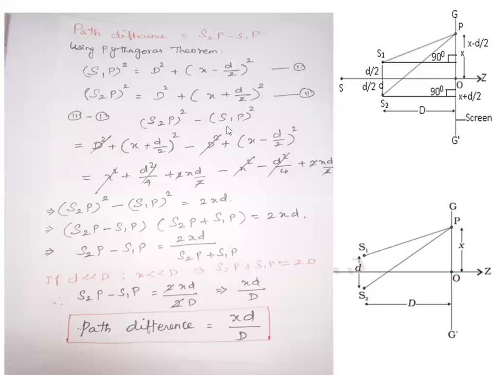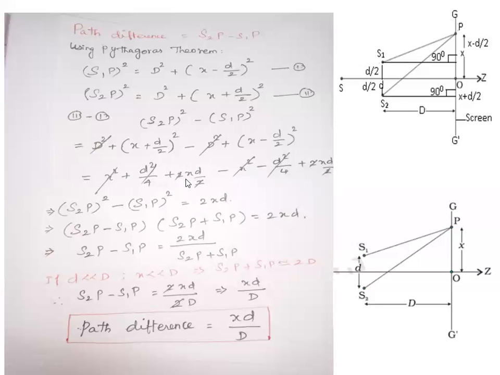Here, the minus will be in the form of (a minus b) the whole squared. (a minus b) squared is equal to a squared plus b squared minus 2ab. When this minus is multiplied inside, it becomes minus x squared minus d squared by 4 plus 2x into d by 2. The 2 will get cancelled. Here plus x squared and this minus x squared will get cancelled. Here d squared by 4 and minus d squared by 4 will also get cancelled.